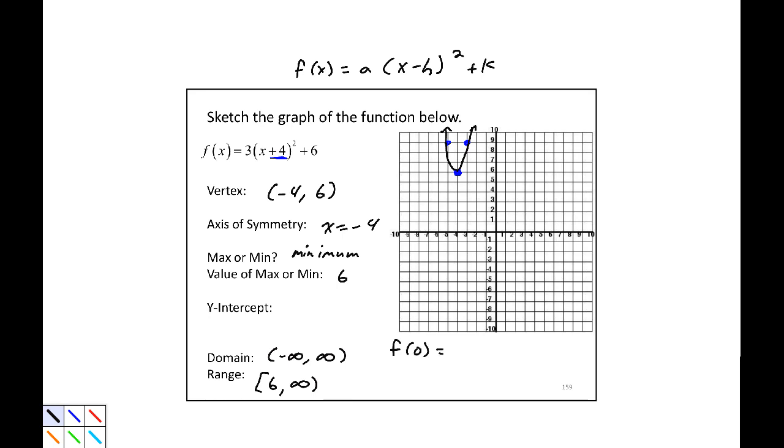And our y-intercept, we will evaluate this at 0. f of 0 equals 3 times (0 plus 4) squared plus 6. Well, 0 plus 4 is 4, squared is 16. So we have 3 times 16 plus 6. 3 times 16 is 48, plus 6 is 54. So the y-intercept is the point (0, 54).